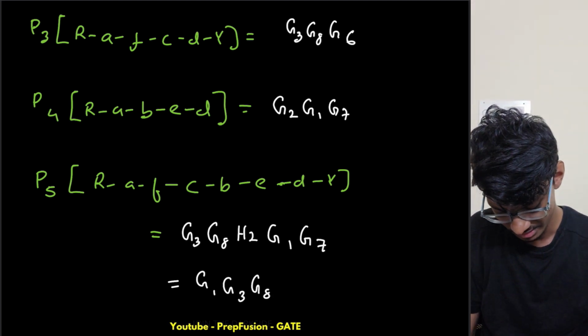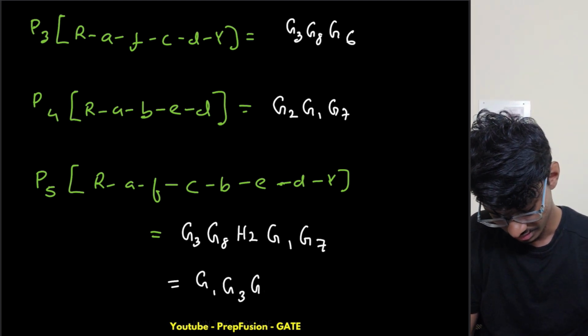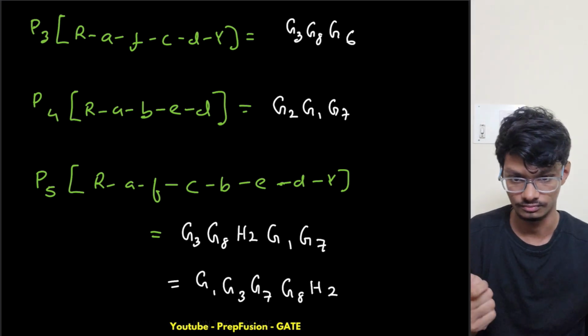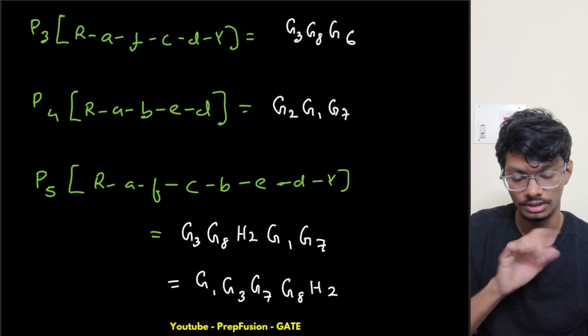Okay, G1, G8, sorry, this is G7, G8, this is H2. So G1, G3, G7, G8, and H2. Okay, so now let me draw another one, the last forward path.